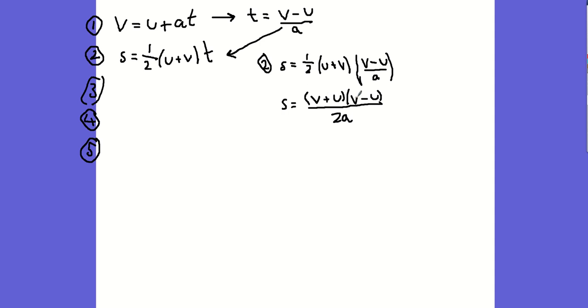Okay, now I'm going to expand the top, but you've got to notice that there's a difference of 2 squares. If I expand it out, I'll get v squared. Then the middle 2 terms will cancel out, minus uv plus uv, and then finally I'll get minus u squared. And that's all over 2a. Then if I solve for v squared, I can multiply by 2a. And then if I add the u squared, this is what you get for v squared. Okay, so that's our third equation. I can add it to my collection.